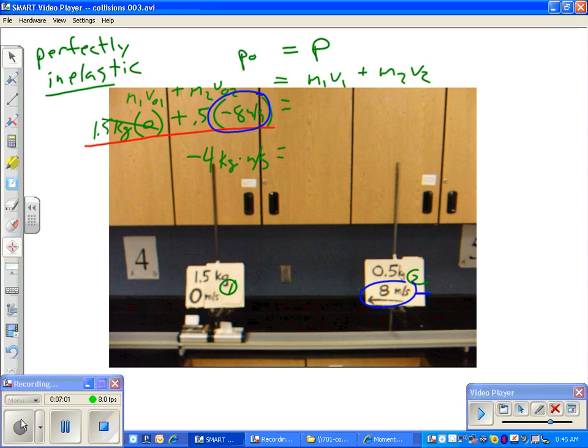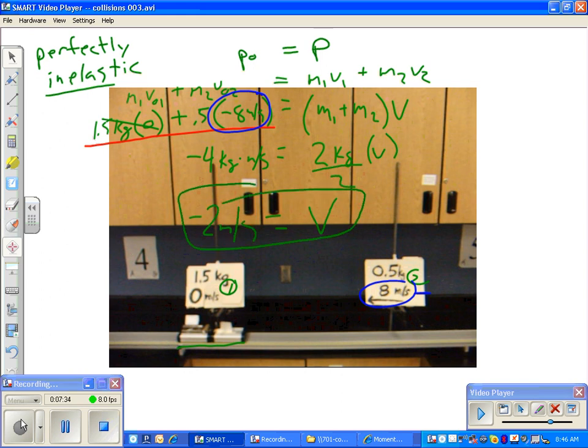Okay, so if we just continue to fill in the blanks here, then my mass 1 final, actually these two roll together now, so a good way to signify that would just be m1 plus m2 times the common velocity. And then if we fill in the masses, we'll see that we have 2 kilograms times our unknown divided by 2, and our velocity here then would be a negative 2 meters per second.